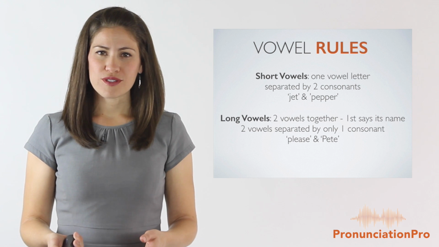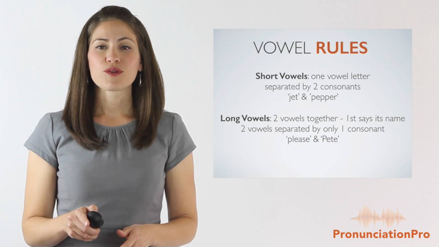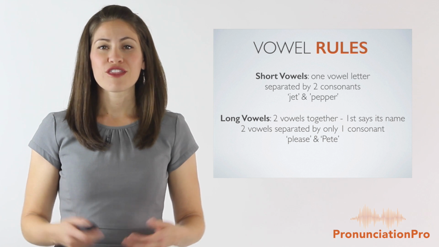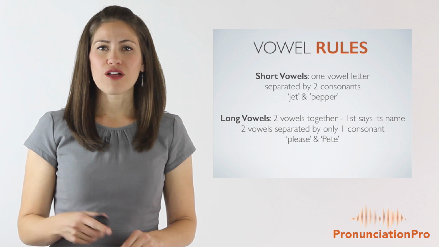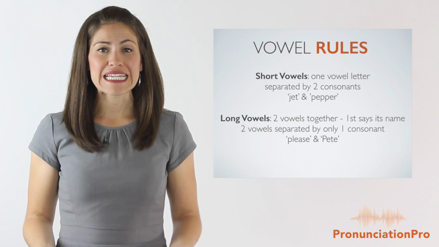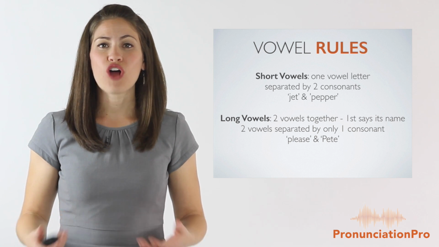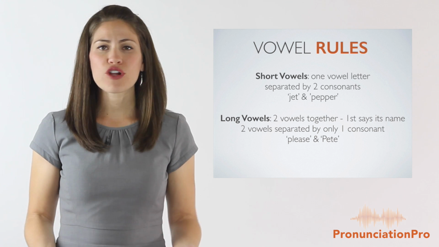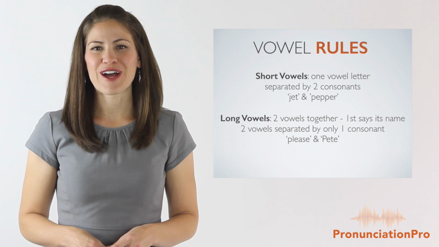Now with the long vowels, we have two vowels together. If we have two vowels together, the first one will say its name. Okay, so the little saying that I like to do is, when two vowels go walking, the first one does the talking. When two vowels are right next to each other, that first vowel will say its long pronunciation. Okay, so for example, in a word like please, you have the E and the A right next to each other. That E is going to get its long pronunciation. Please. Now you don't really even hear the A sound. It's kind of quiet. It's a little bit of the follower of the other vowel.